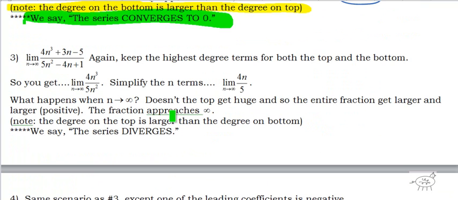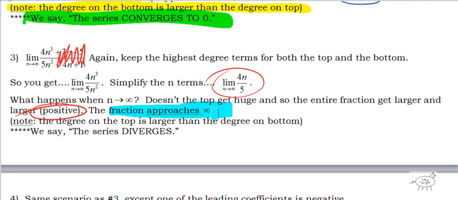Limit as n approaches infinity. So we're doing the exact same stuff here. And what happens is, again, all this stuff cancels out here, right? And just be careful, make sure it's in descending order. Don't just cancel those first terms out. You're looking for the highest degree on the top and the highest degree on the bottom. So what happens is, after you simplify this, you get 4n over 5. And think about it. What happens when n gets big now? Doesn't the top get huge? So the entire fraction gets bigger and bigger and bigger positively. So we say the fraction approaches infinity right here.